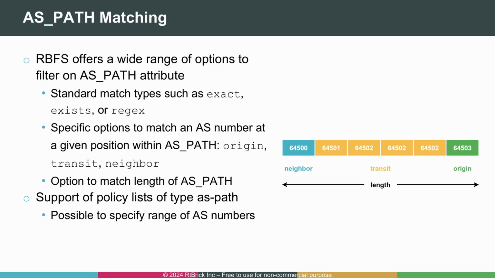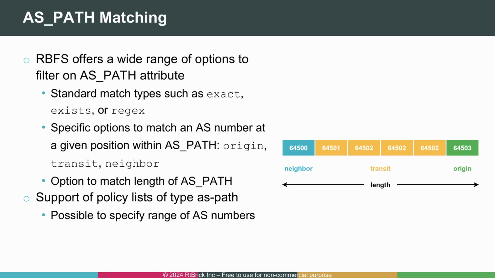The policy framework supports standard match types such as exact, exists, and regex to handle different scenarios. With exact, the AS path must match the given value exactly. With exists, it's sufficient for the AS path to contain the specified AS number. Although regular expressions are powerful tools, when matching entries in the AS path, it is often more convenient to treat an AS number as an atomic value.